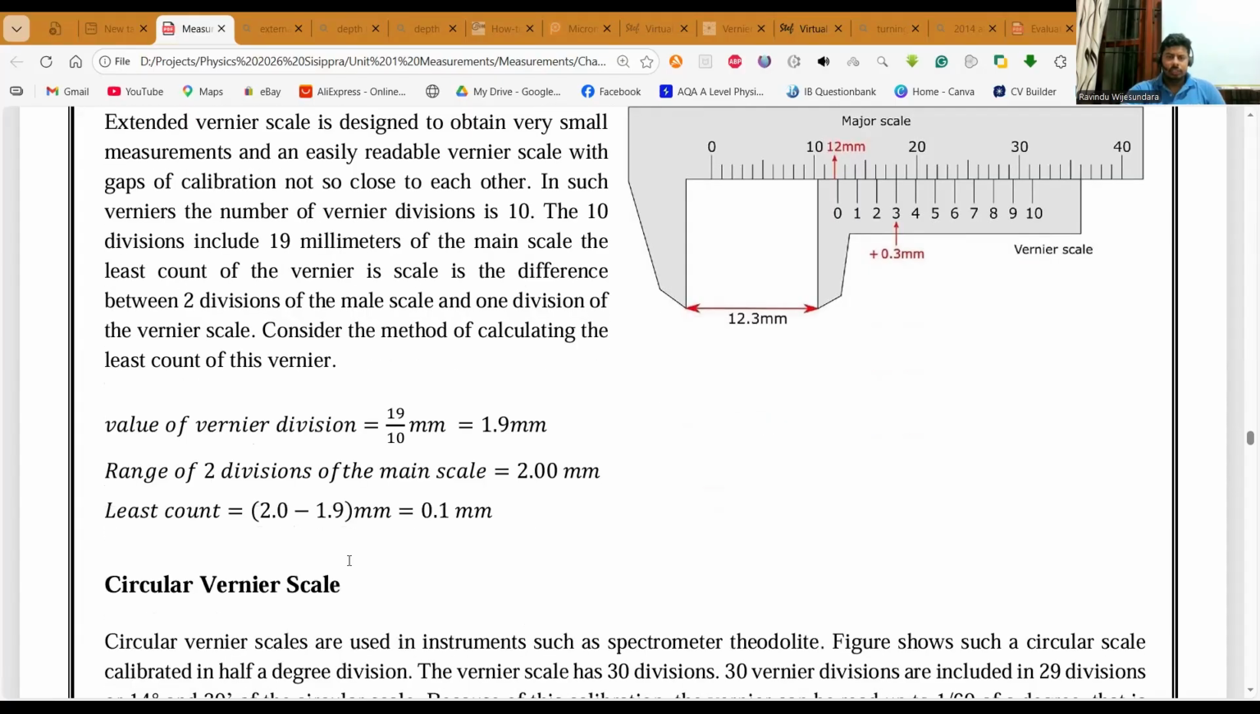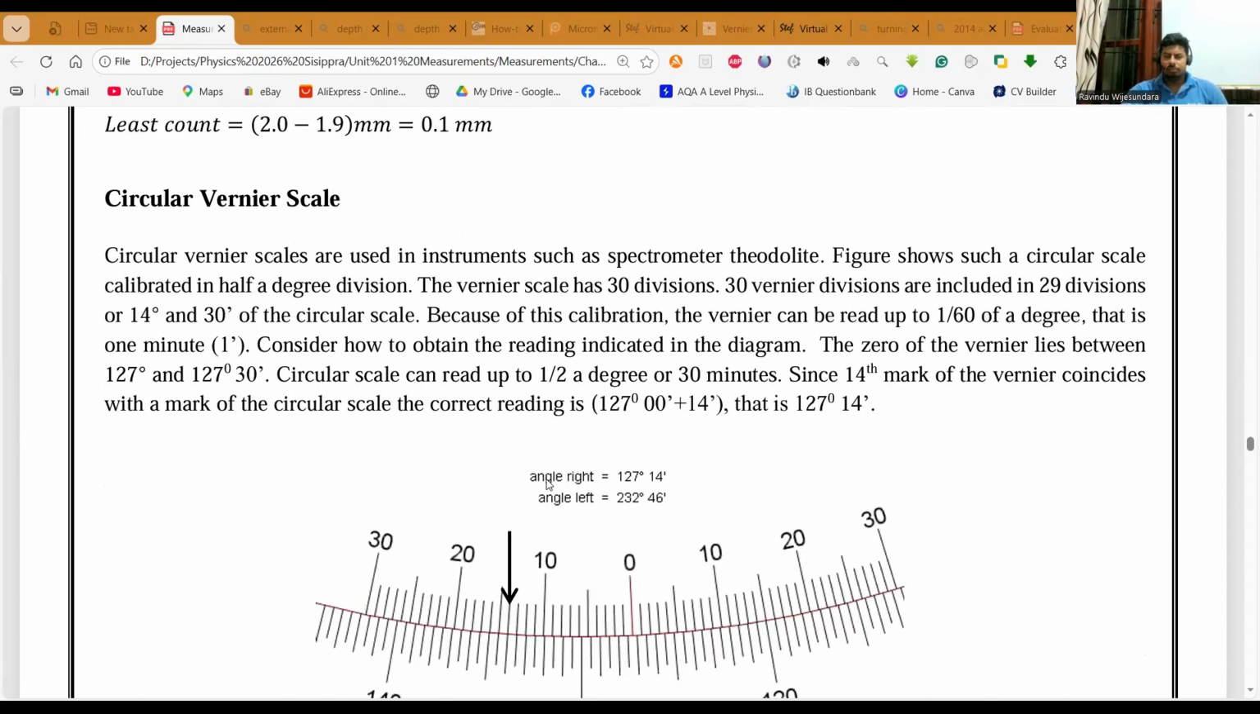Right, so here also, the least count is calculated as given here. Then there is another special kind of vernier scale known as the circular vernier scale. There's nothing much strange about this one. It is simply the vernier caliper that you see, the only difference being that rather than measuring in millimeters, it is measured in degrees, in angles. The circular scale is used to measure the angles rotated.